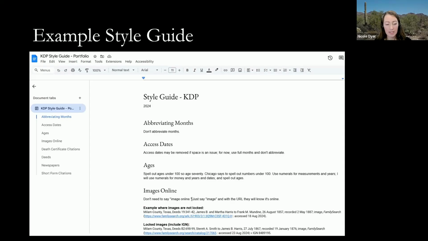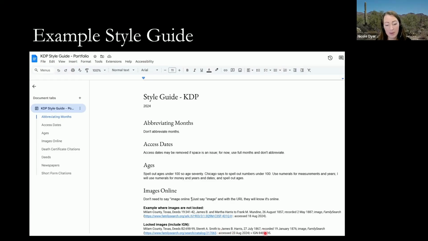And then I had a certain way I would cite images that were on FamilySearch, but that were locked. And that was that I would include the IGN, or image group number. But when the images were not locked, which was most of the time, I didn't worry about including the IGN number because I just included the full URL. But then here, because I didn't have that full URL, I put the catalog URL to that item in the catalog. And then you have to go to the FamilySearch centers to view the actual images in that item.